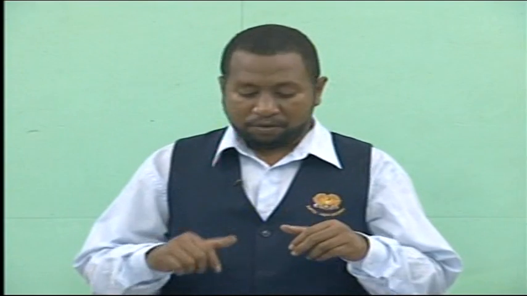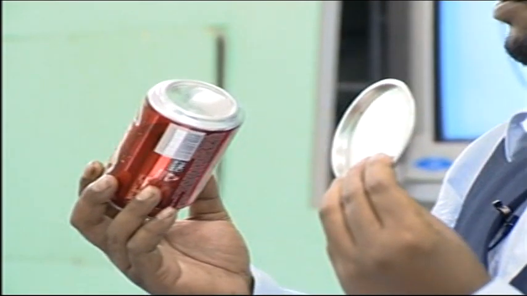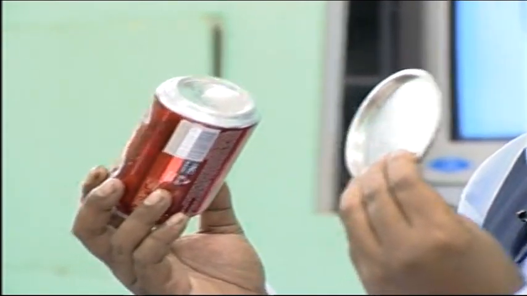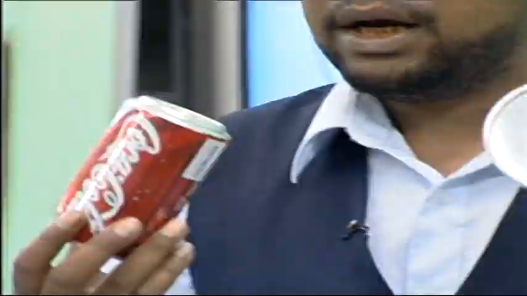Class, on my table, I have two objects. You might be familiar with these two objects. They are, one, a can, and two, a lid. Very good. Have you seen these two objects around? Yes, you will find them in stores, in your house, or anywhere. Okay, now, these two objects, they have a special name.